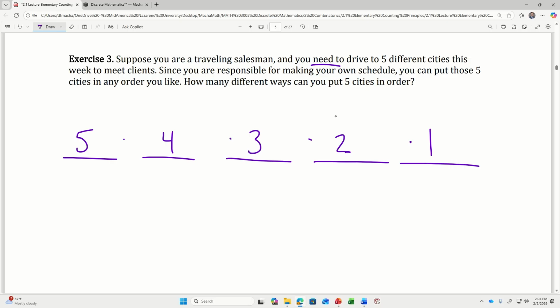So using the same kind of logic here, I multiply through by the number of independent choices I have at each stage here, and we get 5 factorial. 5 times 4 times 3 times 2 times 1, which is like 120.